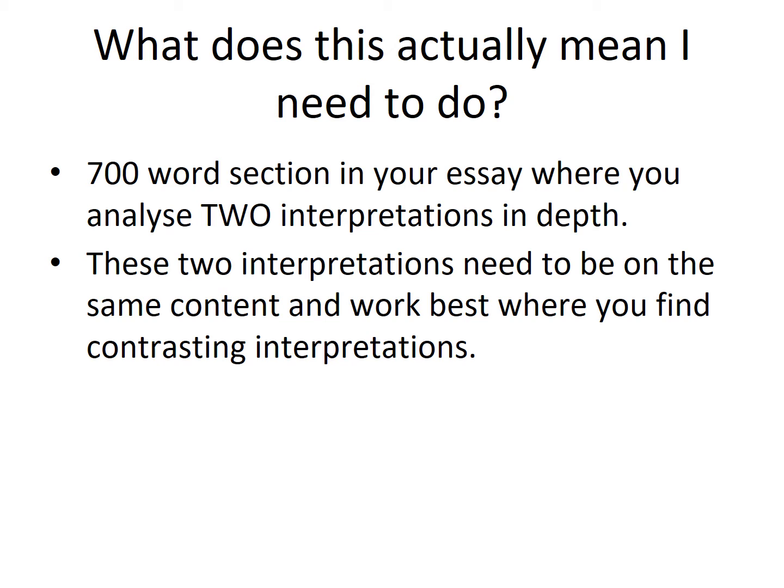If I was doing the question about the transatlantic slave trade and its impact, I'd want my two interpretations to realistically be about the same geographical location. So either both be about Bristol, both be about Barbados, or both be about Cape Coast. It will work better that way. Those interpretations work best where they contrast. So the best sections are where you have historian A says this, historian B says something completely different. Now actually, you can get away with your interpretation section where the historians actually agree. But it works better if you can find contrasting ones.